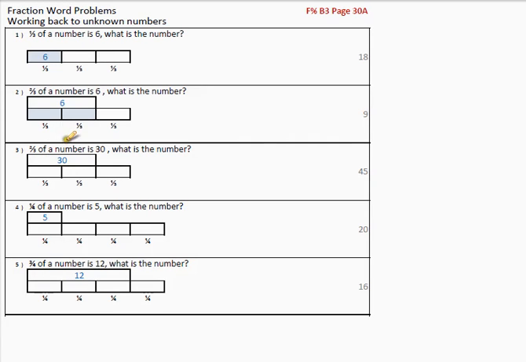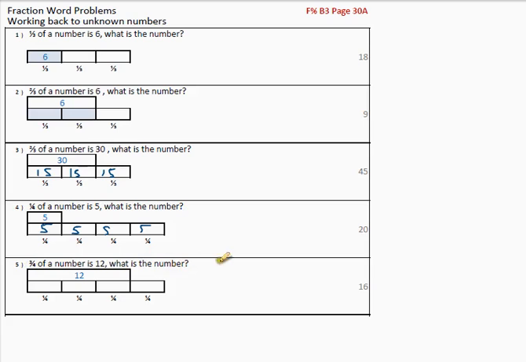Okay, there's your answers. Pause the video to check them. There's the answers there. 2/3 of a number is 30. So in other words, 2 parts is 30, so 1 part is 15. Which is where the 45 comes from, 15 times 3. 1/4 is 5. What is the number? In other words, if that's 5, that's 5, that's 5, that's 5. 5 times 4 is 20.